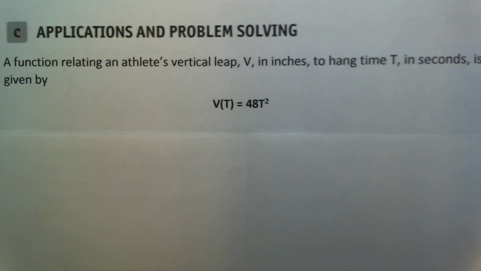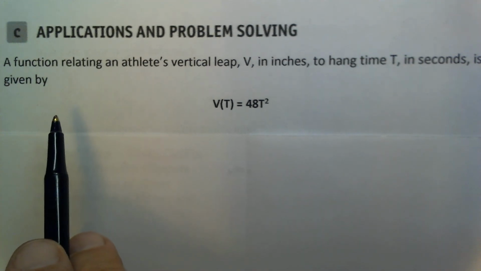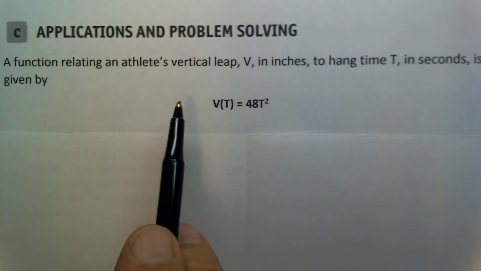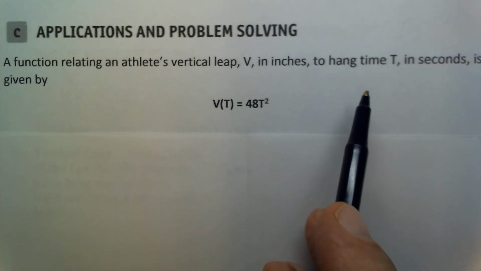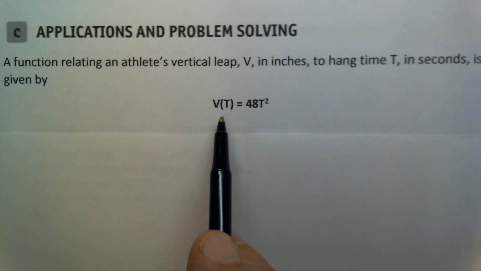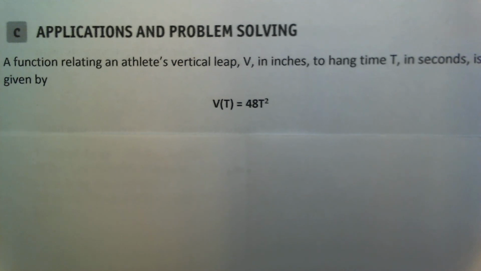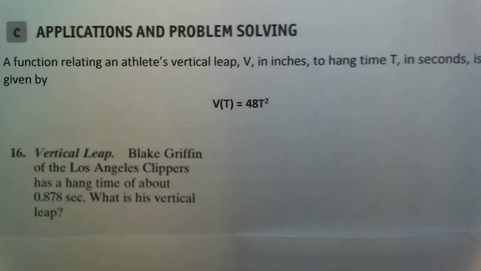To conclude section 7.1, we're going to look at some applications and problem solving. There's a very interesting function relating an athlete's vertical leap v in inches to hang time t in seconds. And that's the relationship v of t, the vertical leap as a function of time, is 48 times t squared. So here's what we can do with it. Let's say Blake Griffin of the Los Angeles Clippers has a hang time of about 0.878 seconds. What is his vertical leap?